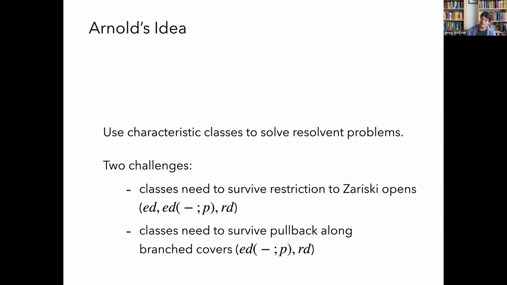There, you're allowed to pass to some auxiliary branch cover or some tower of them, and maybe after pulling back along that tower, then you can simplify. And there are very, very few methods that can guarantee that classes will survive pullback along that, or even find invariants that can do that.